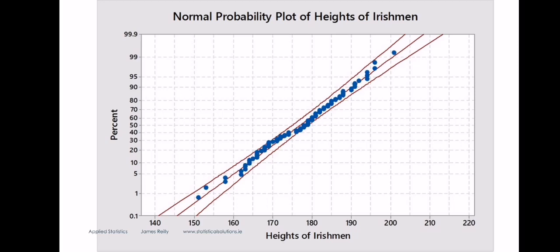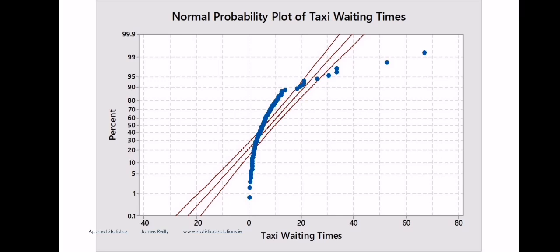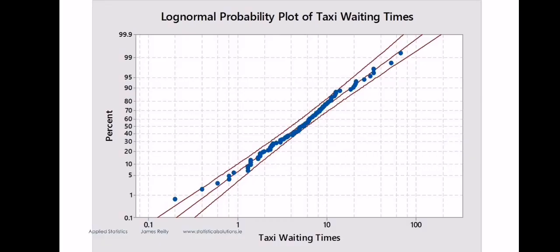If we try a normal probability plot for the taxi waiting time data presented in Chapter 1, we see that it's not a good fit. It's very definitely not falling on a straight line. There's very strong curvature shown. But we could then try a different distribution, such as a log normal distribution, and we find that the plot is very good. So this suggests that a log normal distribution would be a useful distribution for describing those data.